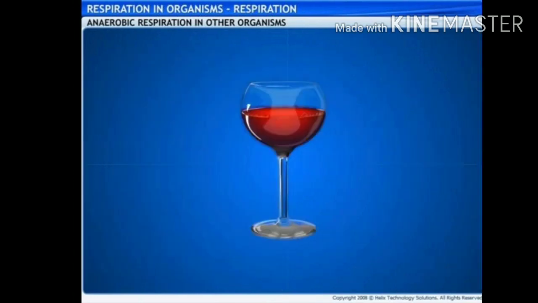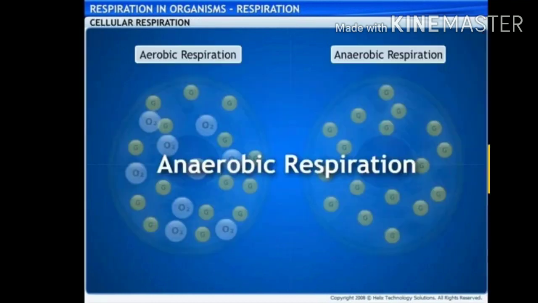Students, the product of anaerobic respiration, which is alcohol, is used to make beer and wine by the process of fermentation. So students, I think now you understand the term respiration and its two different types, which are aerobic respiration and anaerobic respiration.